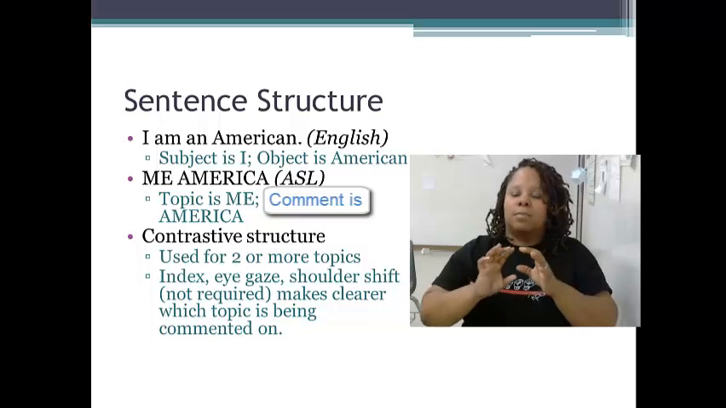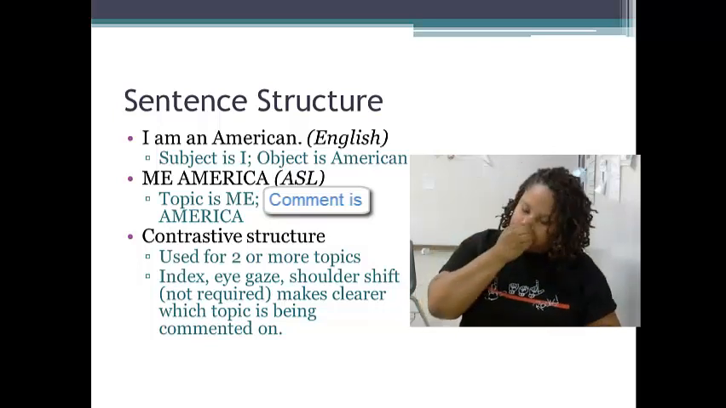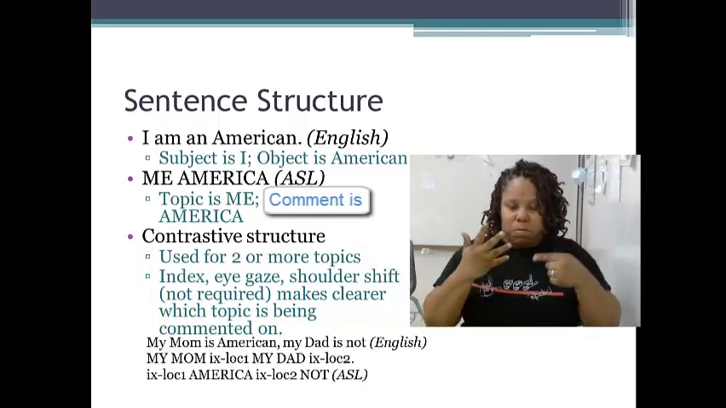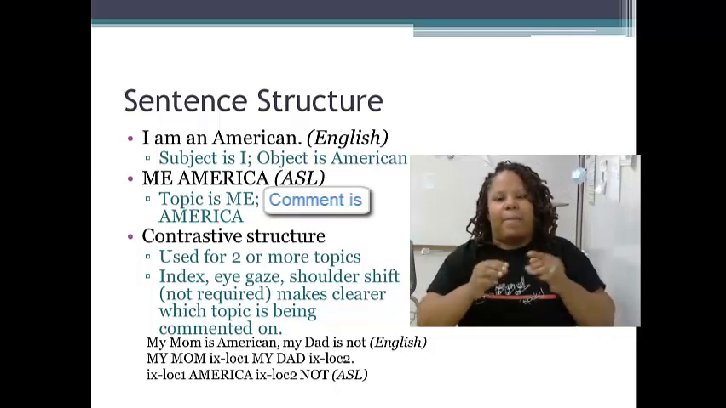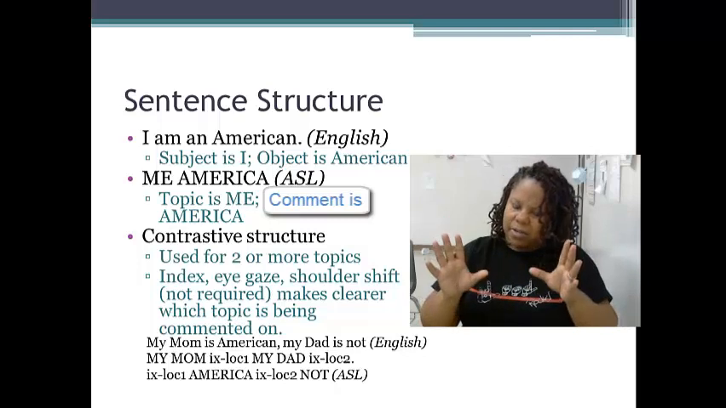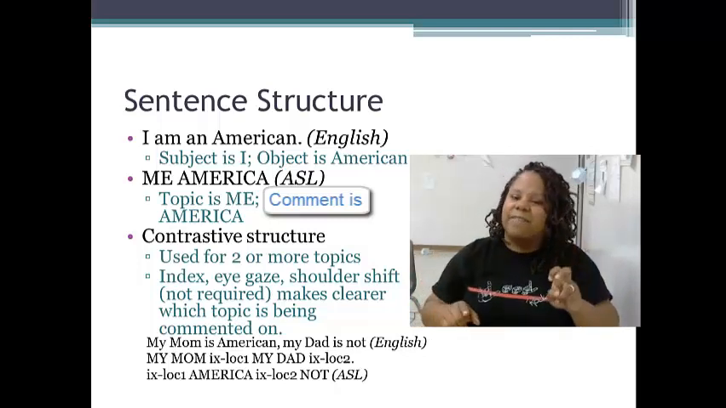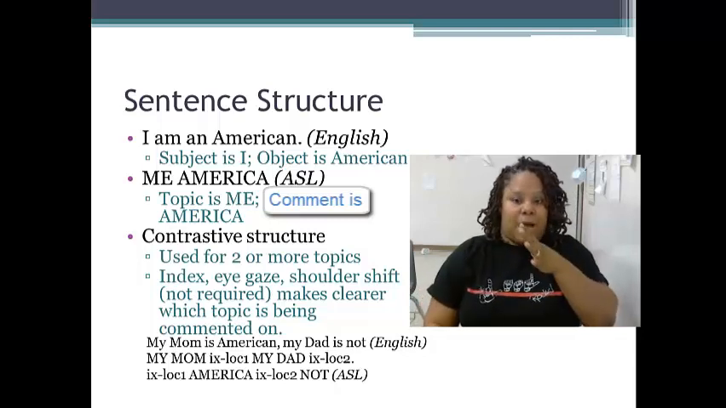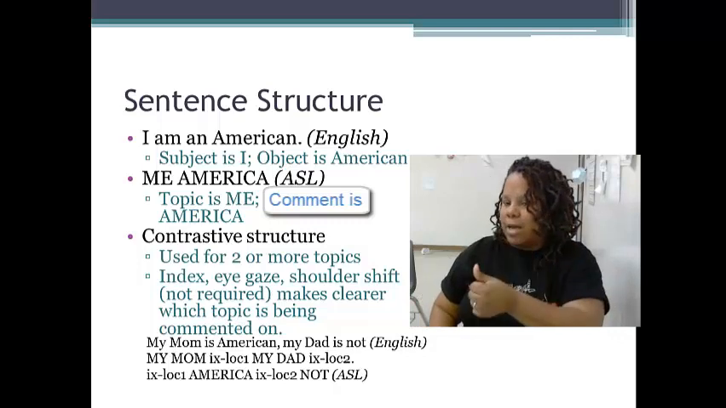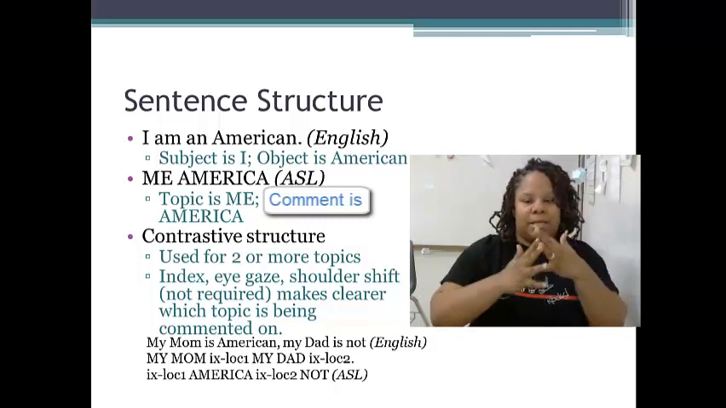Now, a lot of sentence structure, talking about genealogy, you're going to use contrastive structure, where you're going to talk about two different topics, two different subjects, sometimes 3, 4, and on, if you go on deep into your family history. So if you were talking about your parents, what you would do is, my mom is American, my father is not. You have set up two topics, mom and father. In the ASL gloss of it, you would do my mom, she's over there, my dad, he's over there.